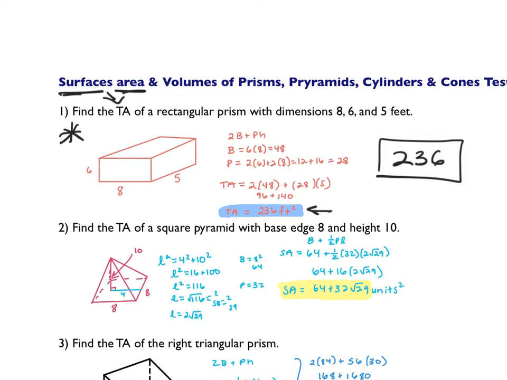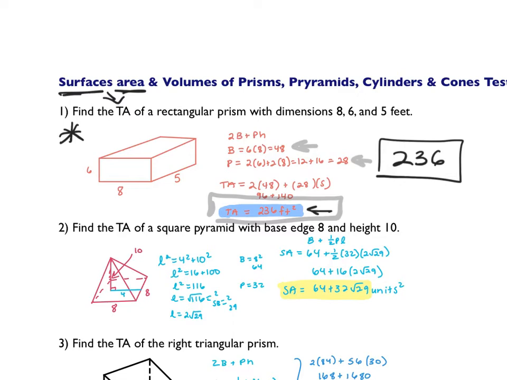Okay, because of that, if you put your 6, 8, and 5 in different spots, then your base area would have been different in your answer, and so would have been your perimeter. However, the total area final answer should have been 236. Okay. Everybody good on that? That was a good question.